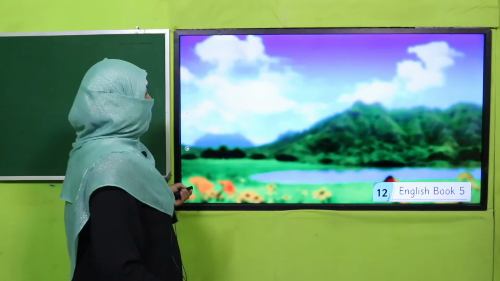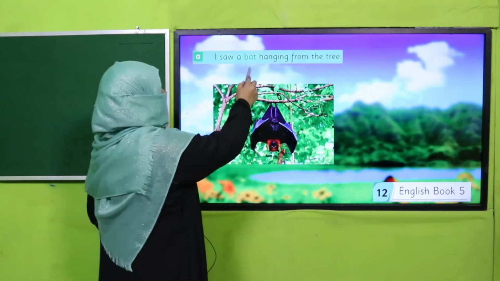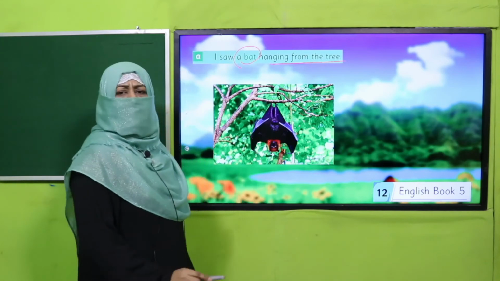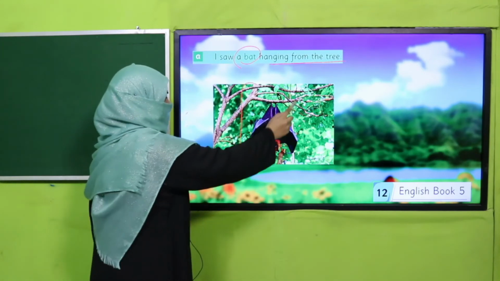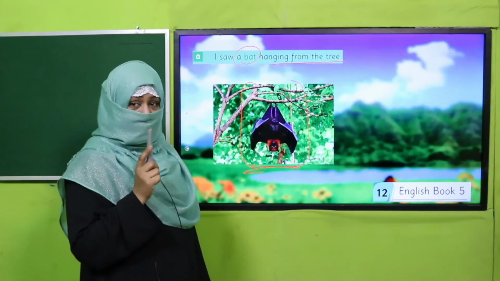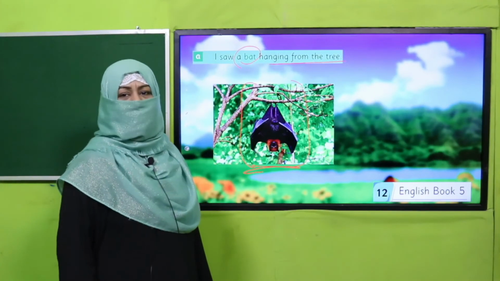You'll be more clear. I saw a bat hanging from the tree. Do you know what is a bat? Yes, it's an animal. Okay. Here I have a question. Bat can fly. It has wings, but still it's an animal. Why? You should ask this question from your science teacher. She will explain it to you.